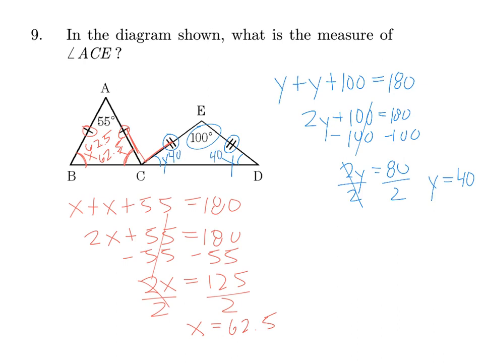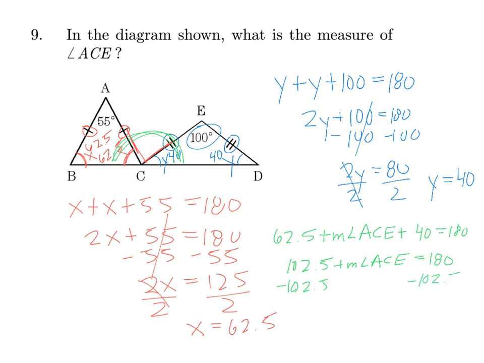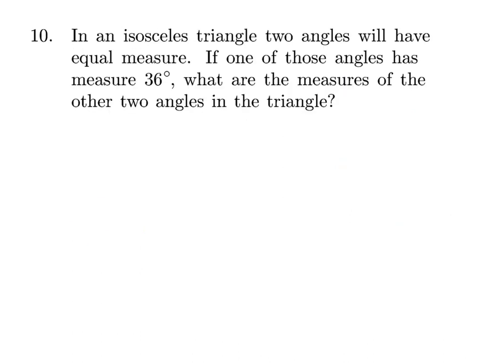All right, now I'm going to add up all these angles together because they form a straight angle. So 62.5 plus measurement of angle ACE plus 40 is equal to 180. So now I have 102.5 plus measurement of angle ACE is equal to 180. Subtract 102.5. Measurement of angle ACE is equal to 77.5 degrees. Done.